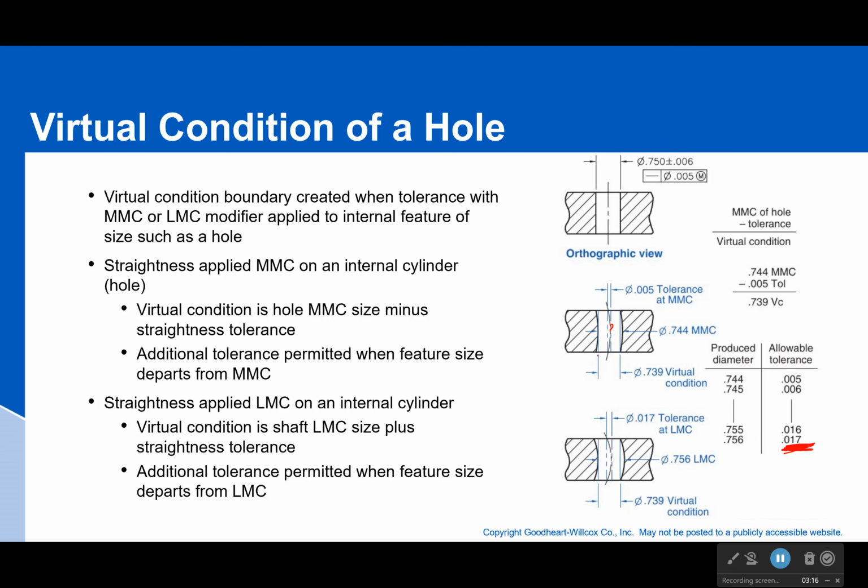So as long as my screw, or I guess a bolt, is less than my virtual condition in diameter, it will always pass, even as my straightness tolerance changes with the size of my hole changing. Because that virtual condition does not change. It stays the same size, no matter what my tolerance zone is.